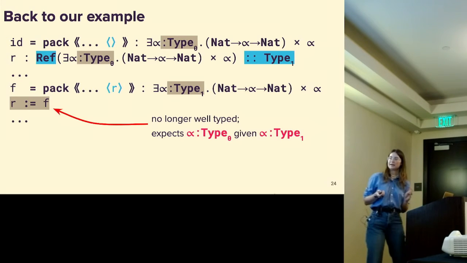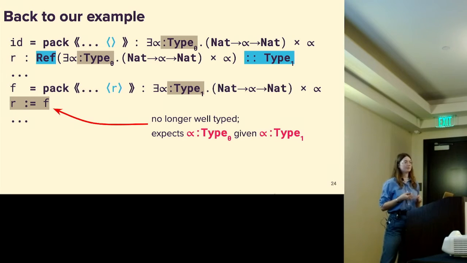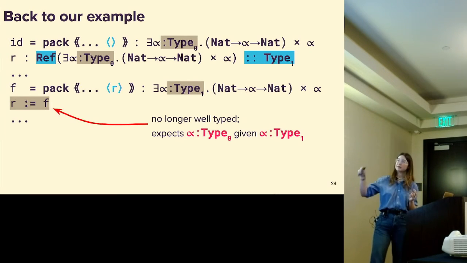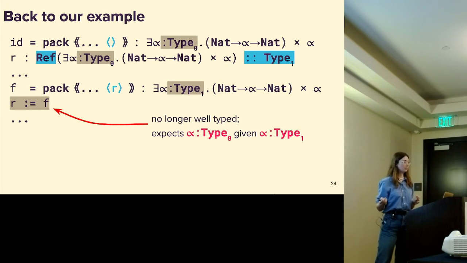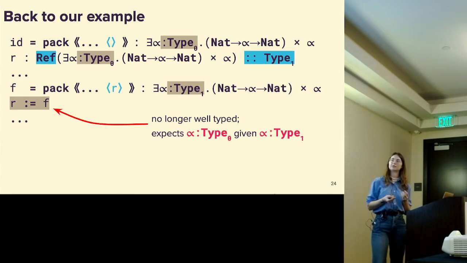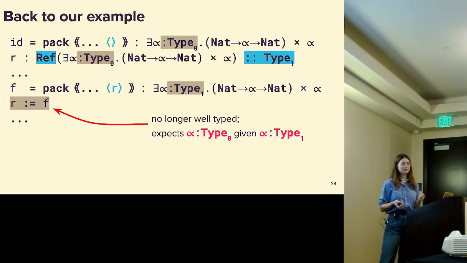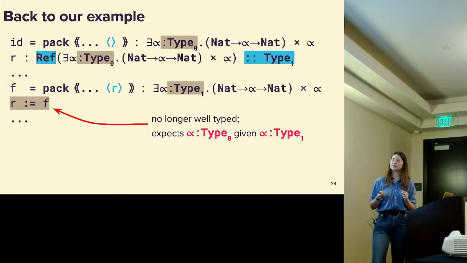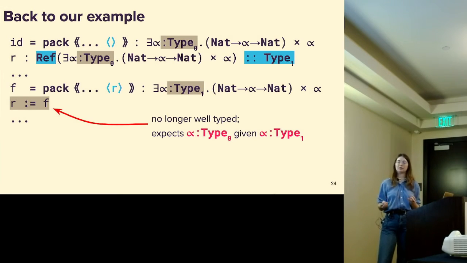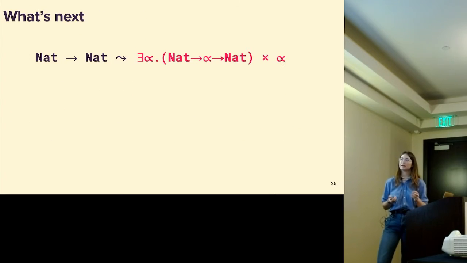So we find that when we try to update the reference r to contain f, it's no longer well typed because the environment types of ID and f differ. Initially we initialize r with ID, so it's expecting functions with environment type level 0, but f's environment is of a higher level, so we can no longer do this update. OK, so it seems like we have some sort of restriction that could rule out Landin's knot.